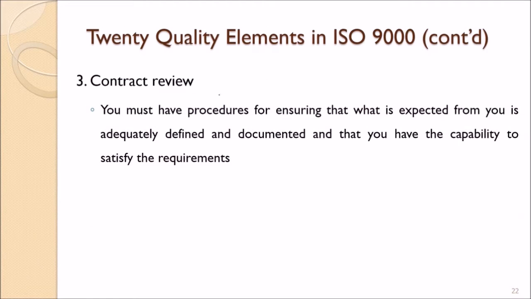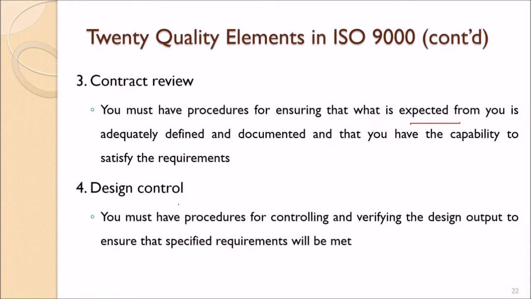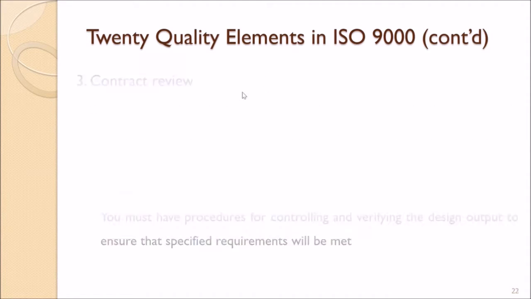Then comes the contract review. You must have a procedure for ensuring that what is expected from you is properly, adequately defined. They are documented, meaning in black and white, and then you have the capability to satisfy the requirements being posed by the user. Then the design control. You must have a procedure for controlling and verifying the design output to ensure that specified requirements are met and how you are going to meet them.